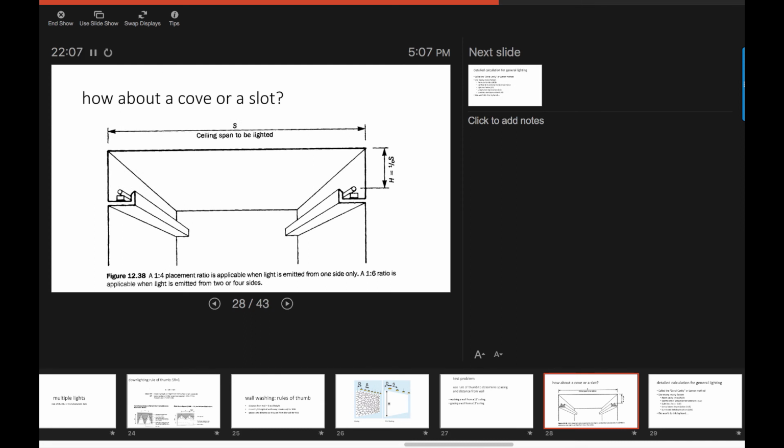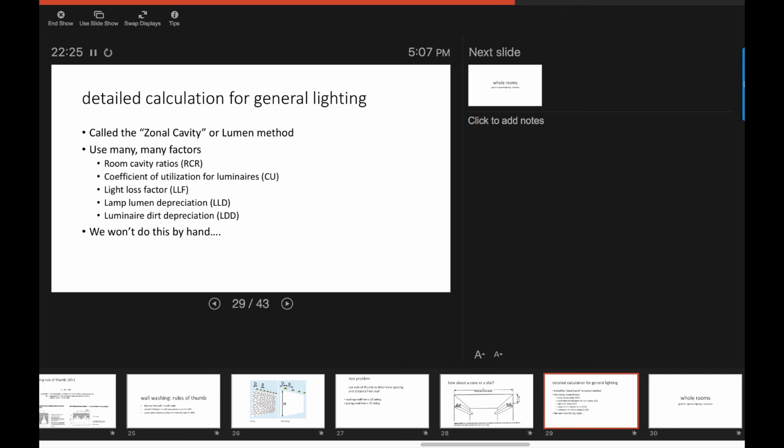Now, what about other things like a cove or a slot? There's other ratios that are going to work. Again, a lot of times when you design these, you'll model them in the computer, but you'll also use manufacturer's equipment where they have very specific mounting recommendations. Anyway, so that's when you have multiple repeated types of fixtures, typically point sources.